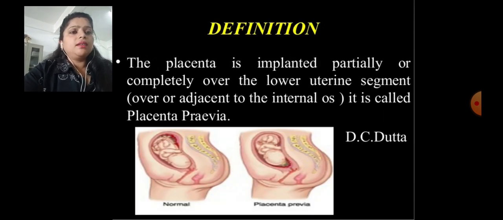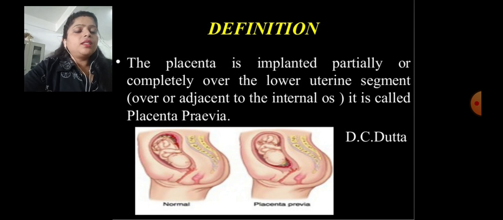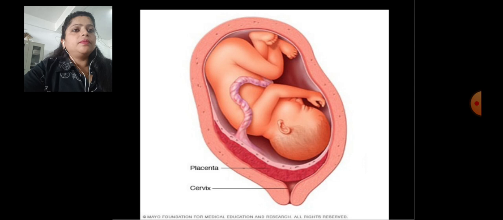As per DC Datta, the definition of placenta previa: here in the two pictures you can see one is normal and the second one is the placenta previa picture. In the normal one, you can see the placenta is marginally placed, but in the second picture, in placenta previa, the placenta is covering the lower uterine os. As per the definition, the placenta is implanted partially or completely over the lower uterine segment. It is over or adjacent to the internal os, and it is known as placenta previa. This definition is given in the book DC Datta.